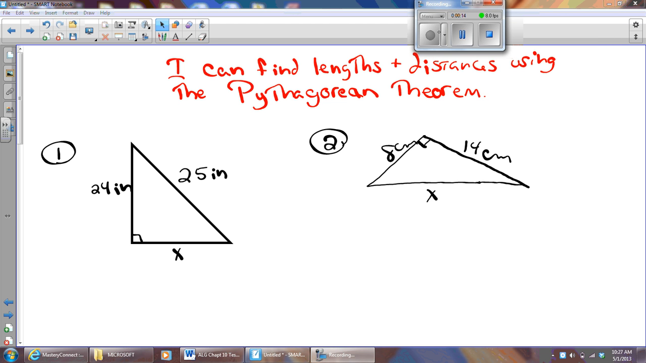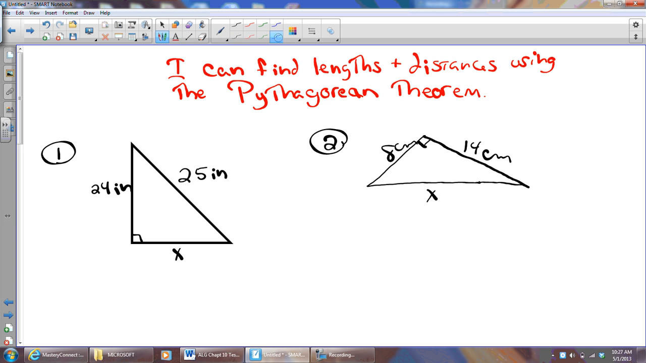It's all on the Pythagorean theorem, and after today's lesson, you should be able to say, I can find lengths and distances using the Pythagorean theorem. Now, one thing I want to stress, the Pythagorean theorem only works with right triangles. What kind of triangles, Mr. Waters? Right triangles. It only works with right triangles.